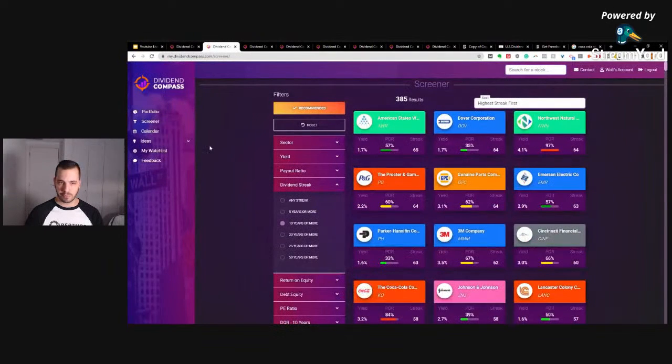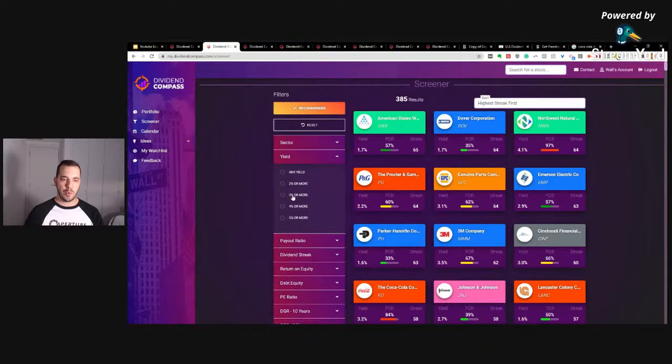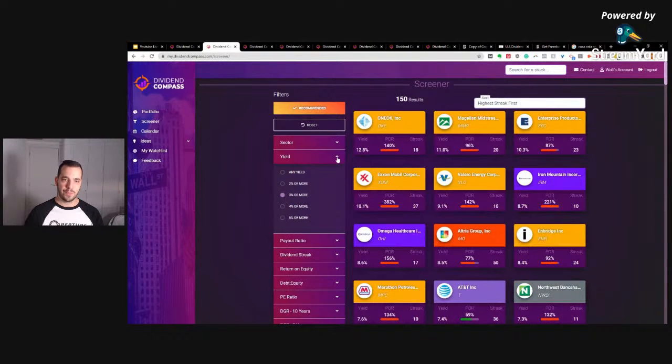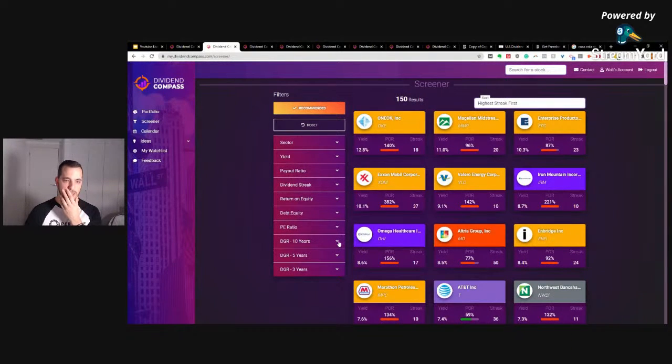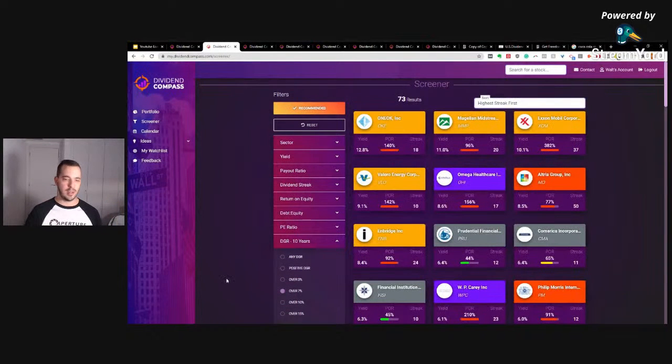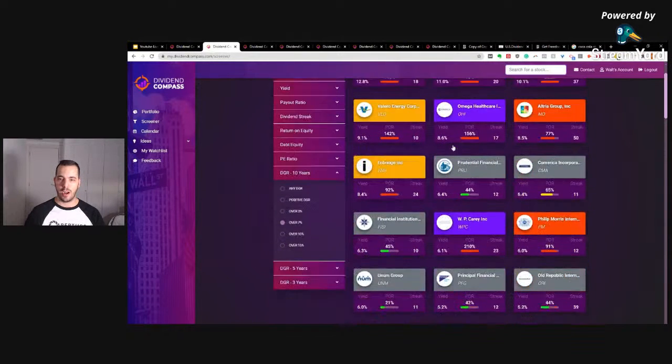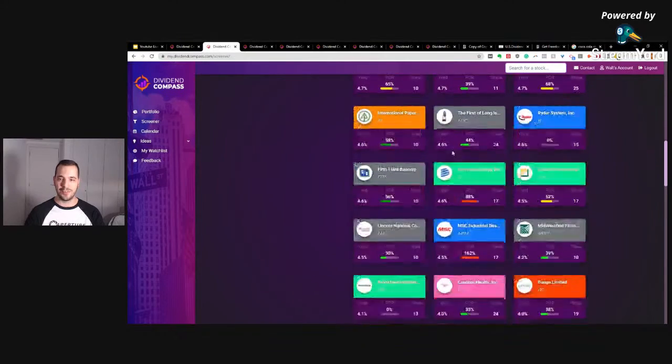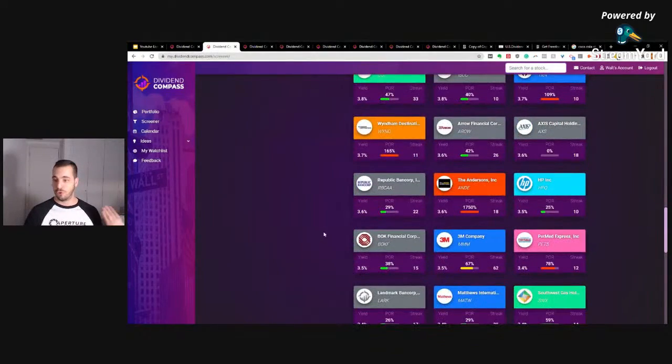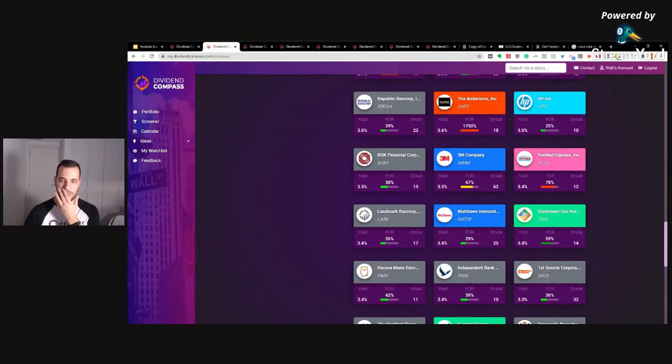Let's go to the screener and find companies that have been increasing their dividends for 10 years or more. Let's say that we want a dividend yield of 3% or more. And let's also say that the dividend growth rate over the last 10 years, let's set that to 7, and see what happens. All of a sudden, that's filtered it down to 73 different stocks. Check this out.